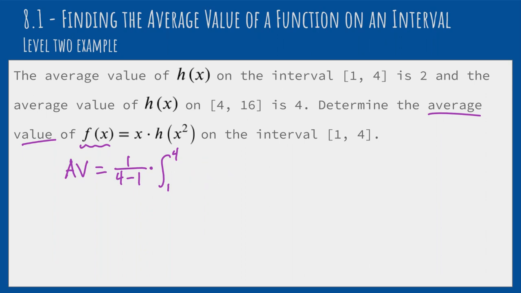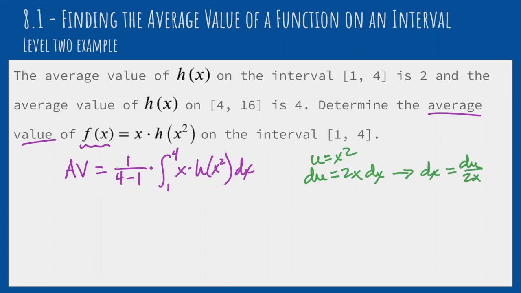And I'm going to go ahead and put the x times h of x squared in here like that. So this right here is f of x. Now, to evaluate this definite integral, it may not immediately be obvious, but we can use substitution here. If we say u equals x squared, then du is going to equal 2x dx. And so this x right here is going to take care of that x right there when we make our substitution. To help with the substitution, I'm going to say dx equals du over 2x.